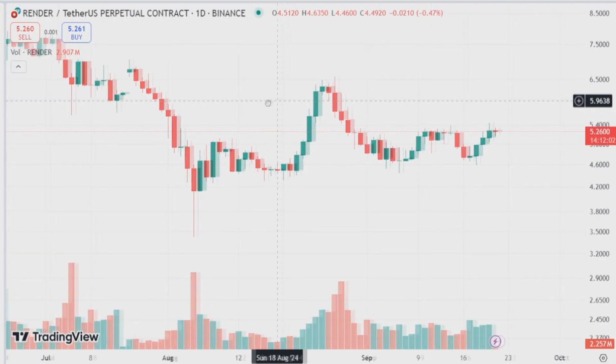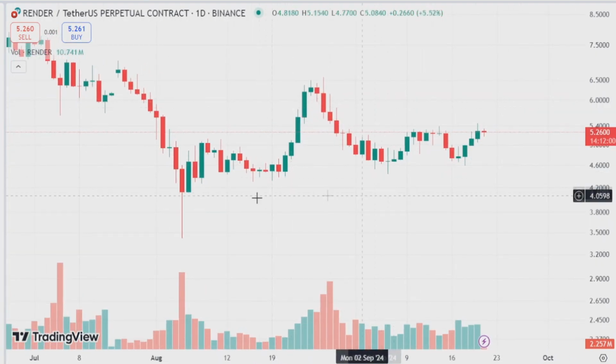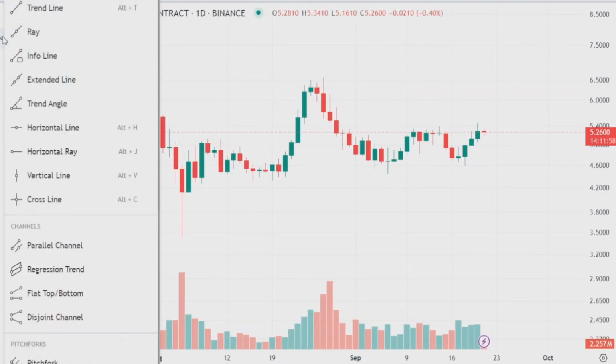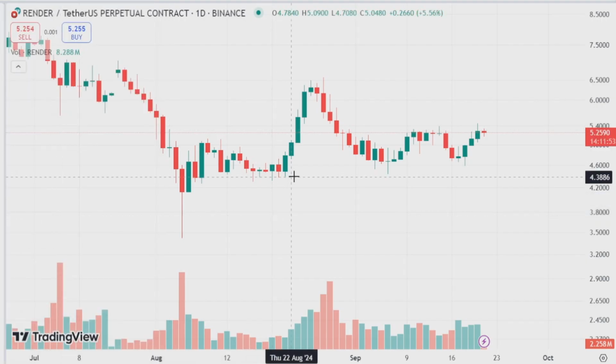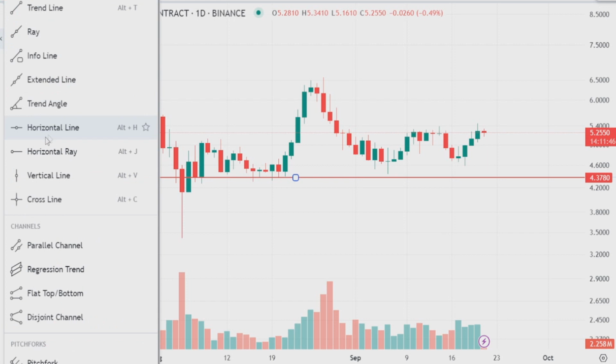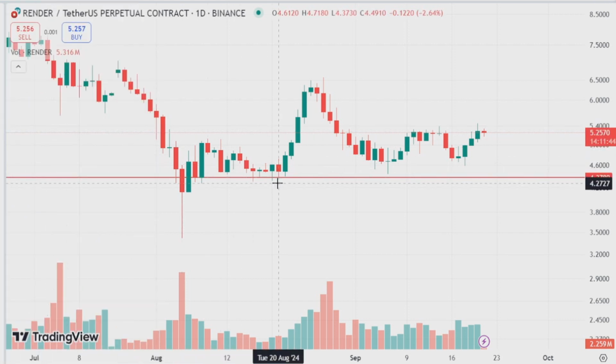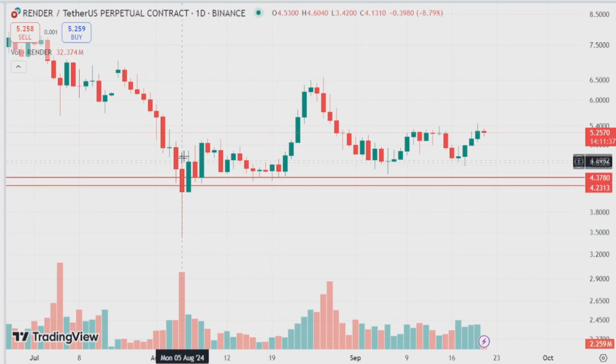So now let's move on with my short-term Render price prediction. There's a few levels I'll be keeping an eye on. The first one is this daily demand zone. If we take a horizontal line from here at like 4.37, and then again a horizontal line from like here above 4.27, 4.26, I'm expecting Render to try and get this liquidity. There's a lot of liquidity here to be grabbed. As you can see, a lot of wicks getting in this zone.